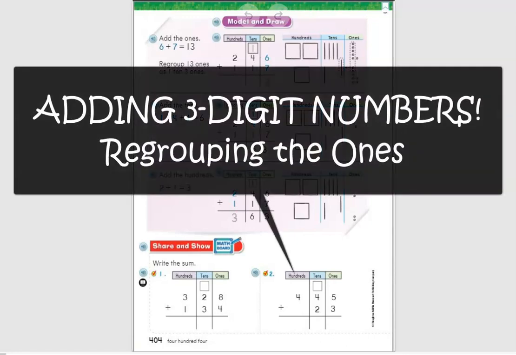Okay, my friends, here we go. Big time math. We are regrouping ones. So this is our 3-digit addition, regrouping ones.